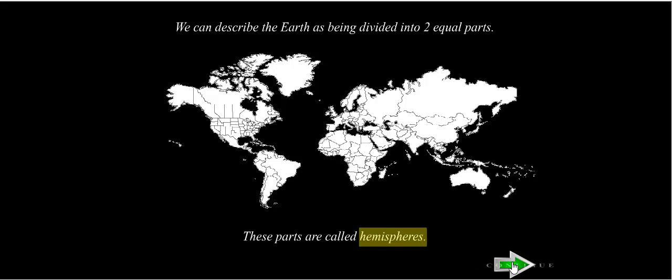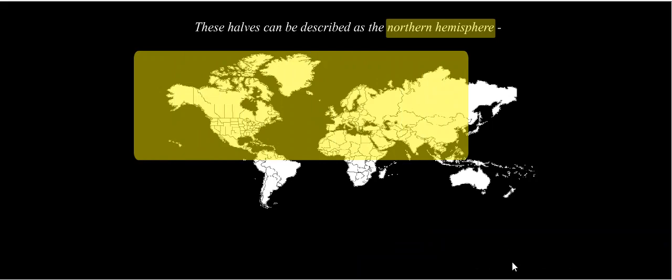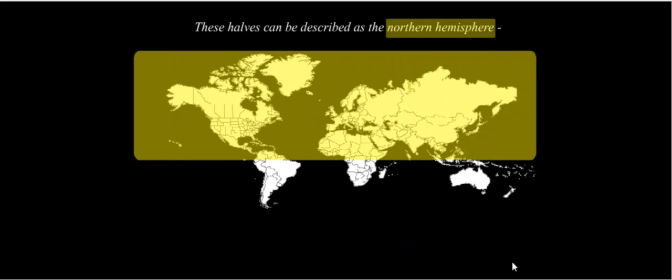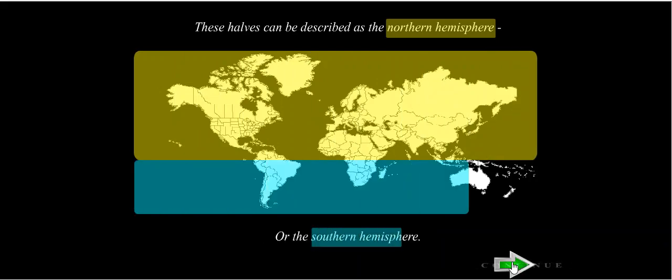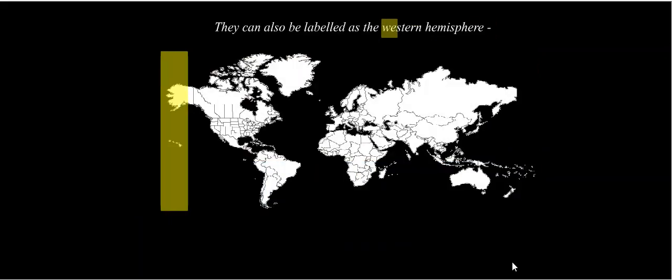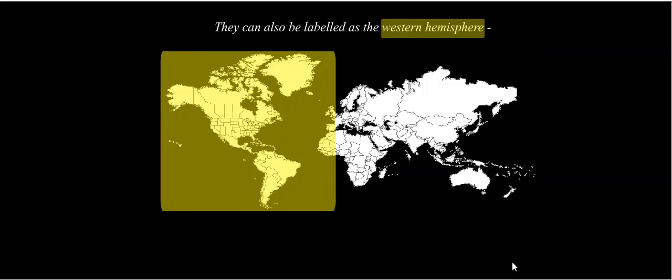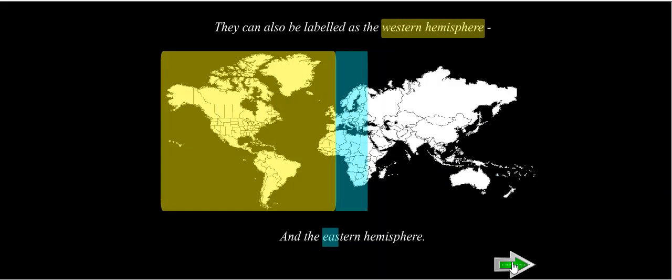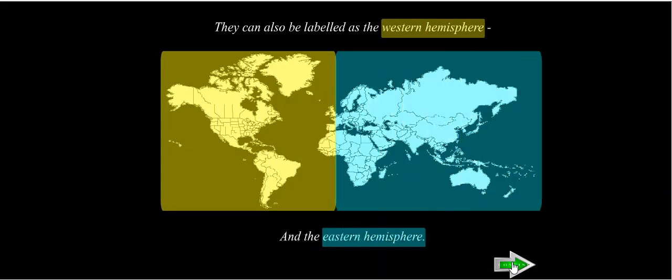We can describe the Earth as being divided into 2 equal parts. These parts are called hemispheres. These halves can be described as the northern hemisphere or the southern hemisphere. They can also be labeled as the western hemisphere and the eastern hemisphere.